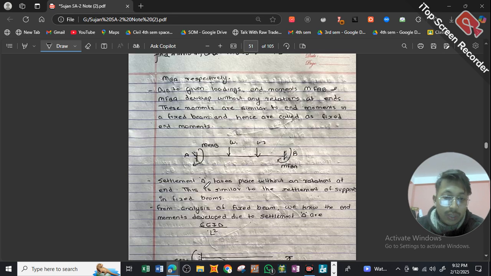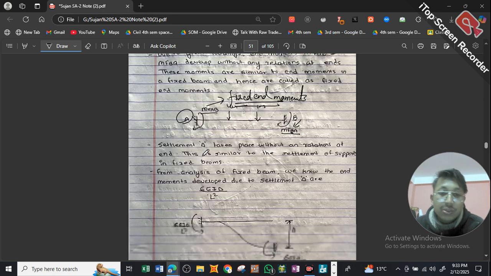So firstly, we will have fixed end moments. The fixed end moment at A is written as MFAB, while the fixed end moment at B is written as MFBA. The second letter refers to the position where the moments are being created. These are called fixed end moments. Similarly, settlement also takes place without any rotations of the ends.